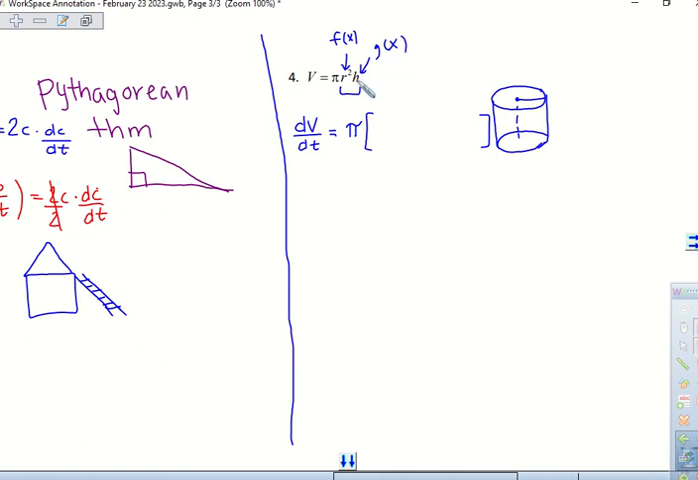So what would be the derivative of r squared? 2r times dr/dt, and then times g of x, which is h, plus, hopefully I have enough room here. What's the derivative of h? dh over dt. Yeah, 1 times dh over dt times r squared, the other thing. That's just the product rule. So yeah, you're going to do one with that.